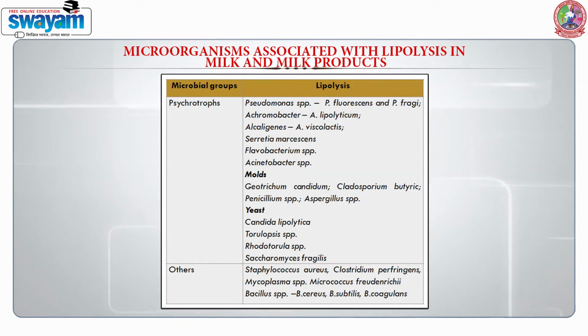When we talk about microorganisms, we have another group of microorganisms which produce the enzyme lipase and bring about lipolysis in milk and milk products. These can be Staphylococcus aureus, which comes from our skin, Clostridium perfringens, which comes from the soil, Mycoplasma species. We can also have Micrococcus, and some aerobic spore formers such as Bacillus species, Bacillus cereus, Bacillus subtilis, Bacillus coagulans.